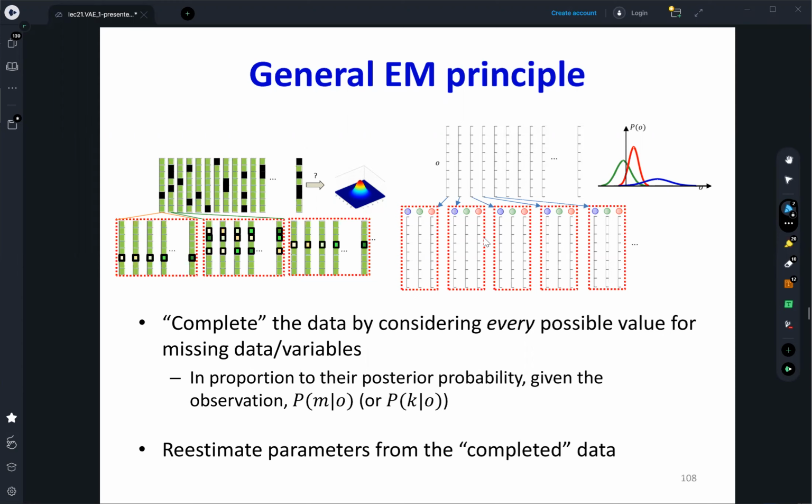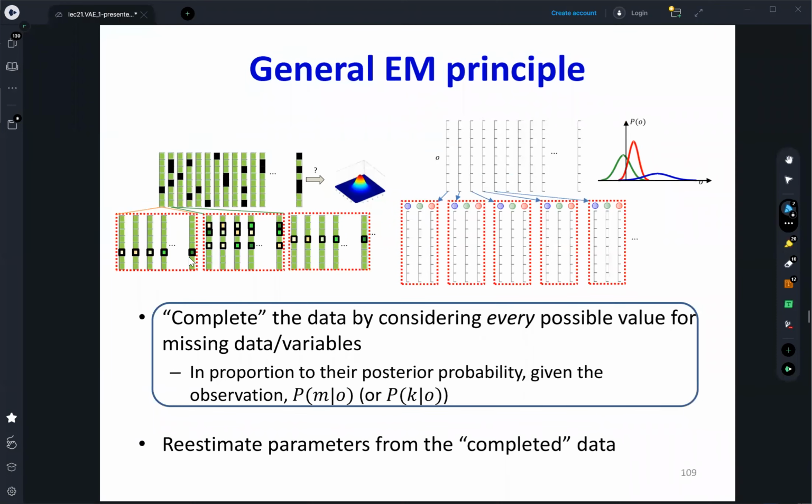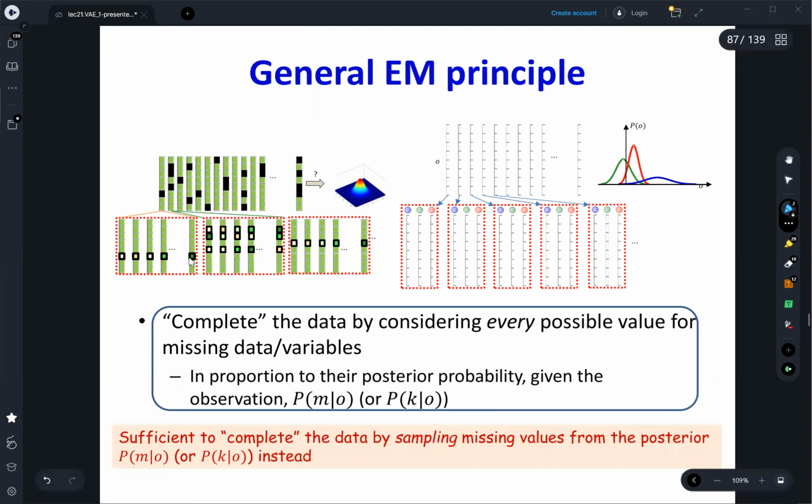The key challenge over here is how do you compute the posterior probability that you use to fill in these data, right? And there's another challenge, this business of completing the data. In some cases, if I complete the data by considering every possible value for the missing data variables, I wouldn't need to explicitly do it. I can work out some math that gives me simplified formulae with some expectations.